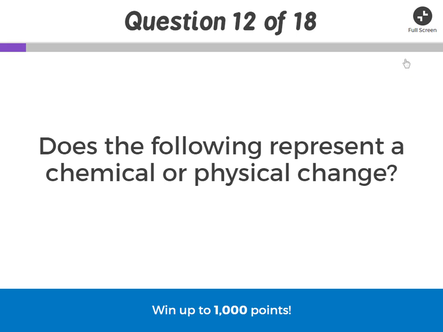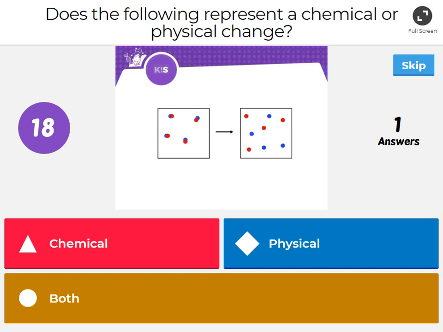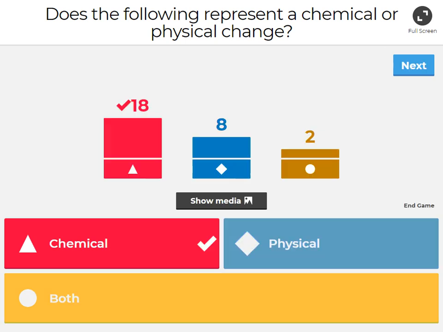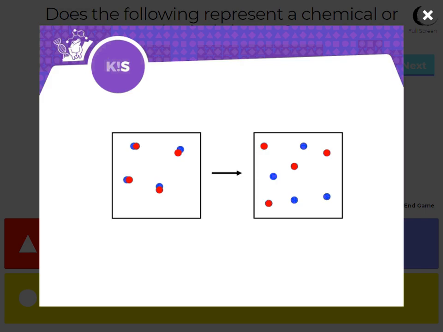No questions. Does the following represent a chemical or physical change? You gotta look closely. Ooh. Okay, so we see a compound, yes? Blue and red are bonded together, and then what do they do? Okay, so is this a physical change or a chemical change? Because you're breaking the bond that held them together, and now they're all separate entities. If you break a bond or you rearrange something to make a new substance, definitely a chemical change.